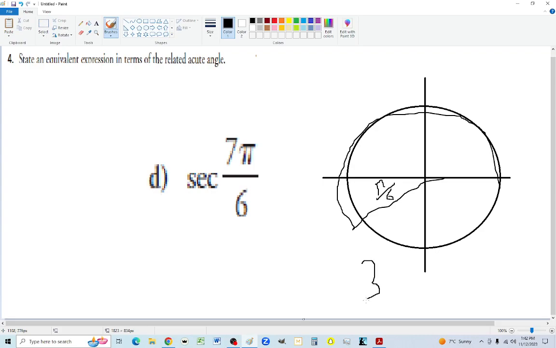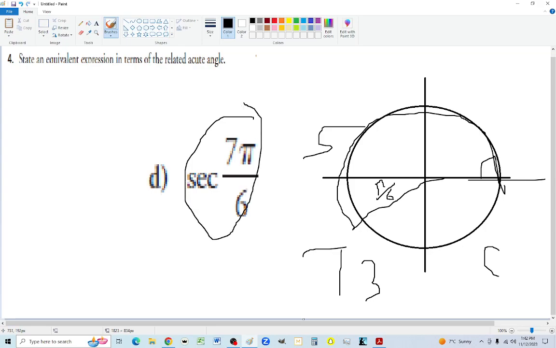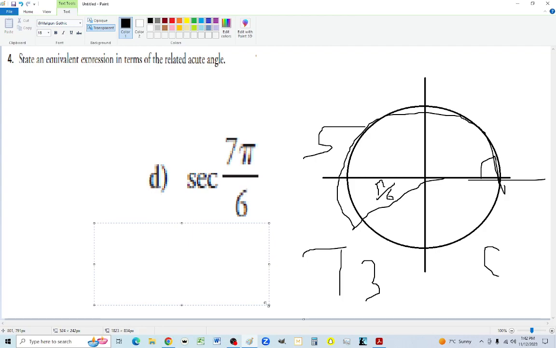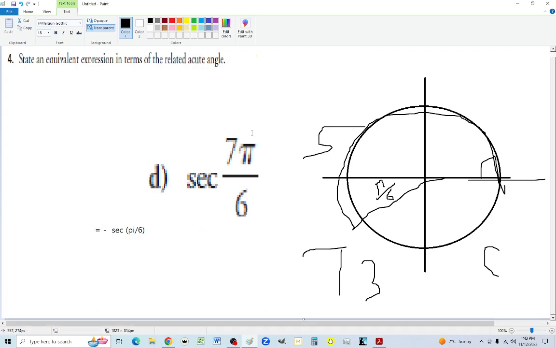And we know we're in quadrant 3, where, according to the CAST system, only tangent is positive, which means the result of this will be negative. The secant of this will come out negative, but the secant of pi over 6 will come out positive. So we have to put a negative in front of it to make them equivalent.